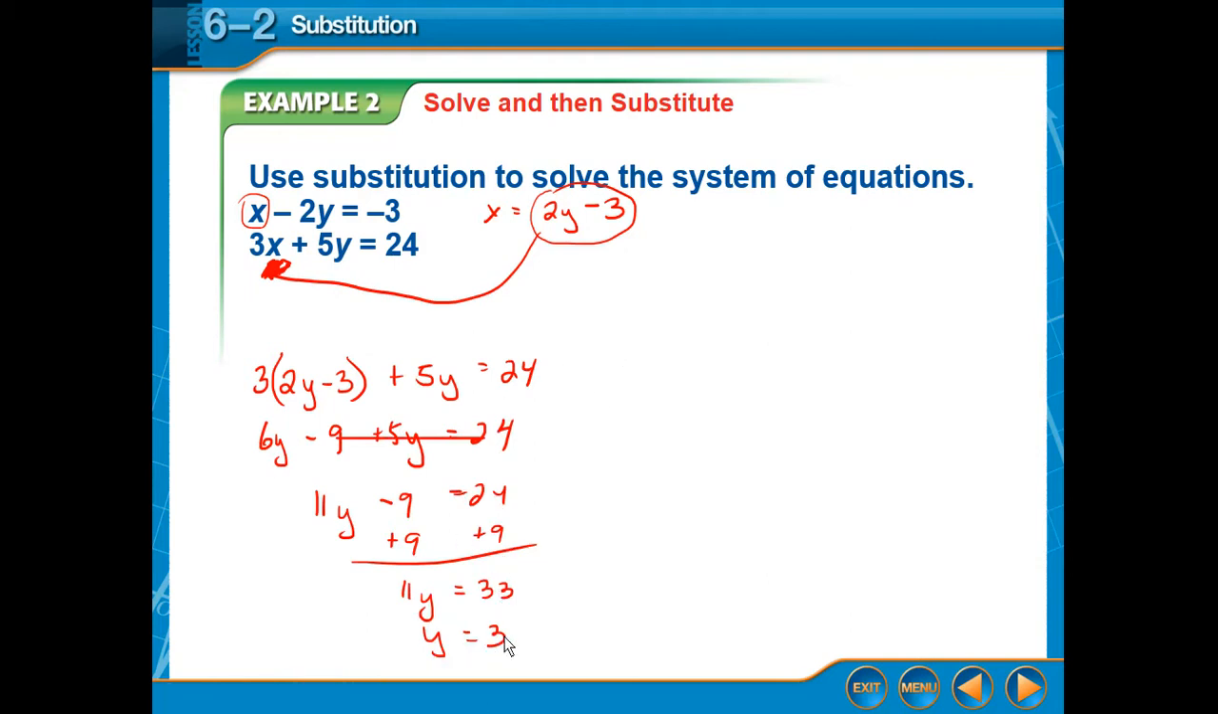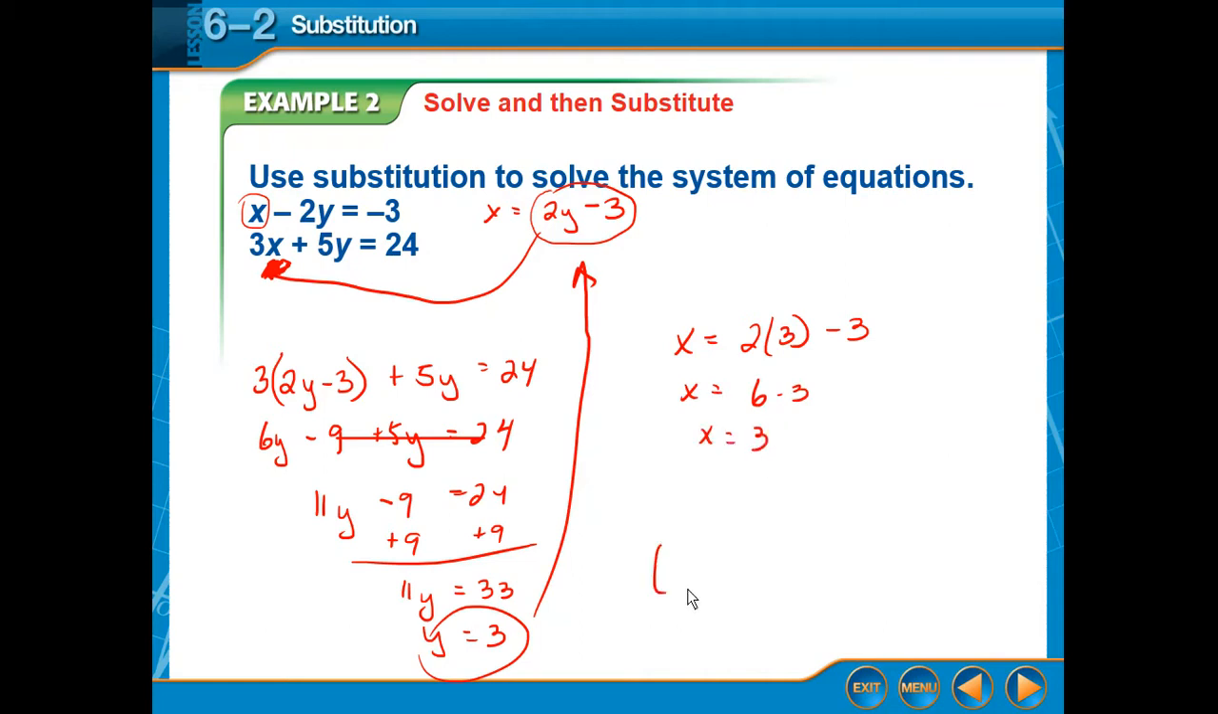Step 3 is to take that value that you got and put it back into the original equation so you can find the other variable. Since I already have x by itself, that's what I'm looking for. So x is going to be 2 times 3 minus 3, putting in that 3 for y. So 6 minus 3 is x, so x is 3.